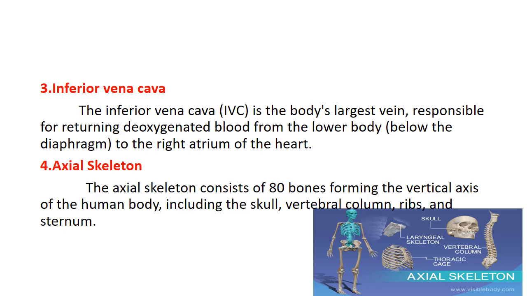Axial skeleton consists of 80 bones. It forms the vertical axis of the human body, including the skull, vertebral column, ribs and sternum.